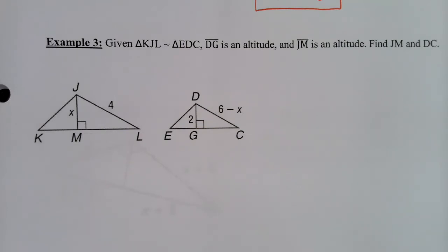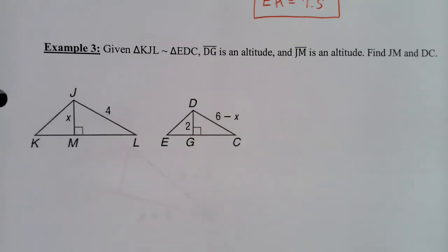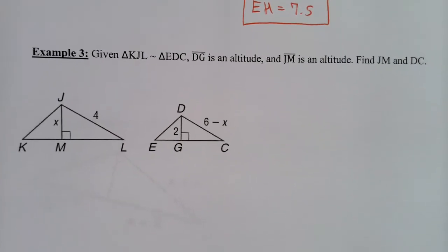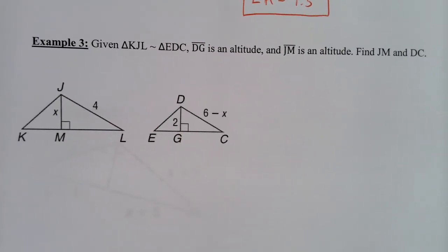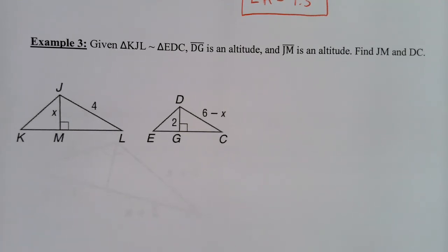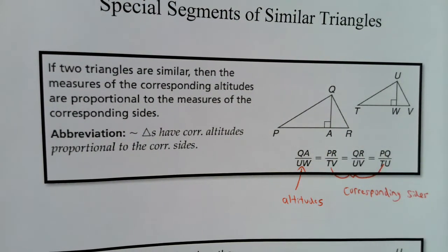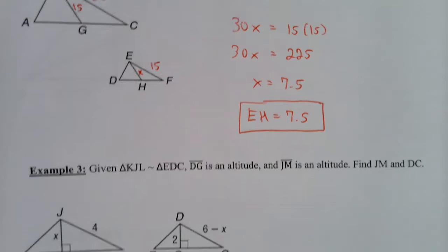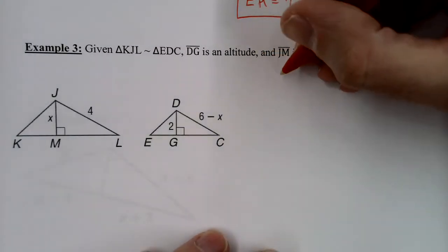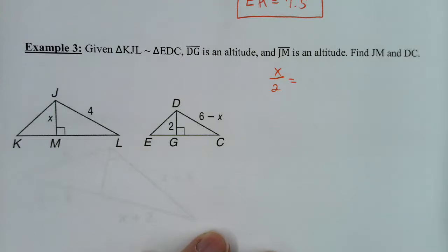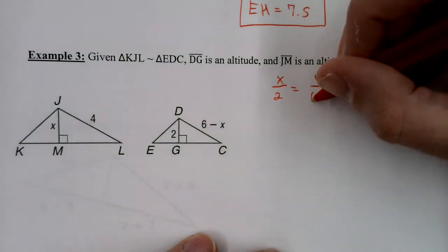Okay, now this next one is going to be a tough one. Example 3. Given that triangle KJL is similar to triangle EDC, DG is an altitude, and JM is an altitude, find JM and DC. Now, we're going to do this top one. We're going to do one altitude over the other altitude equals one corresponding side over the other corresponding side. So we'll do x over 2 equals 4 over 6 minus x.